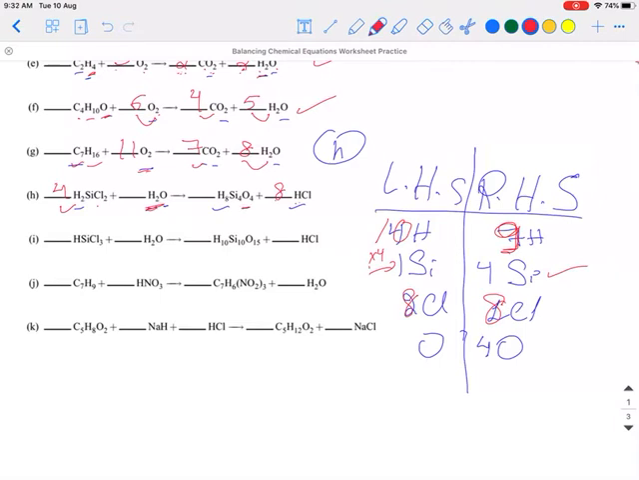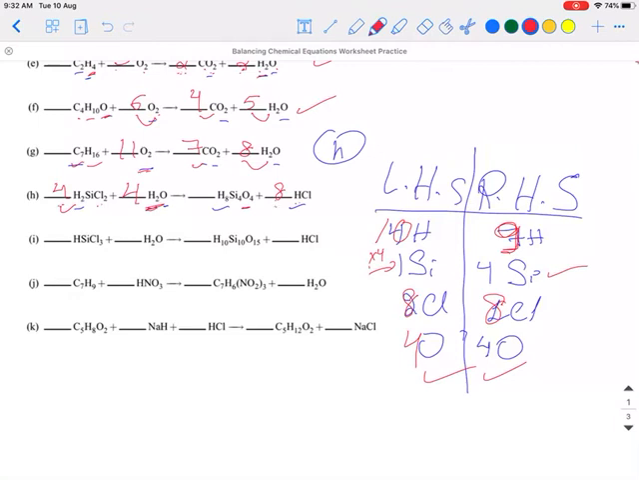Let us see oxygen. This is 4. I can multiply this by 4. Now oxygen 4 on both sides. Let us go back to count the Cl and hydrogen. 4 times Cl2, 8.